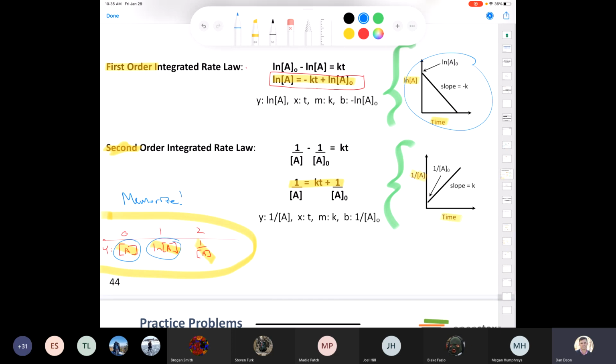If you plot the ln of A and you get a straight line, that means it's first order. You can plot the other ones, but you're not going to get a straight line. And finally, if you plot the reciprocal of the concentration of A versus time, and you get a straight line, it's second order. Yes, you can plot the others, no problem, be my guest, but you're going to get a curve, and curves are not very helpful.